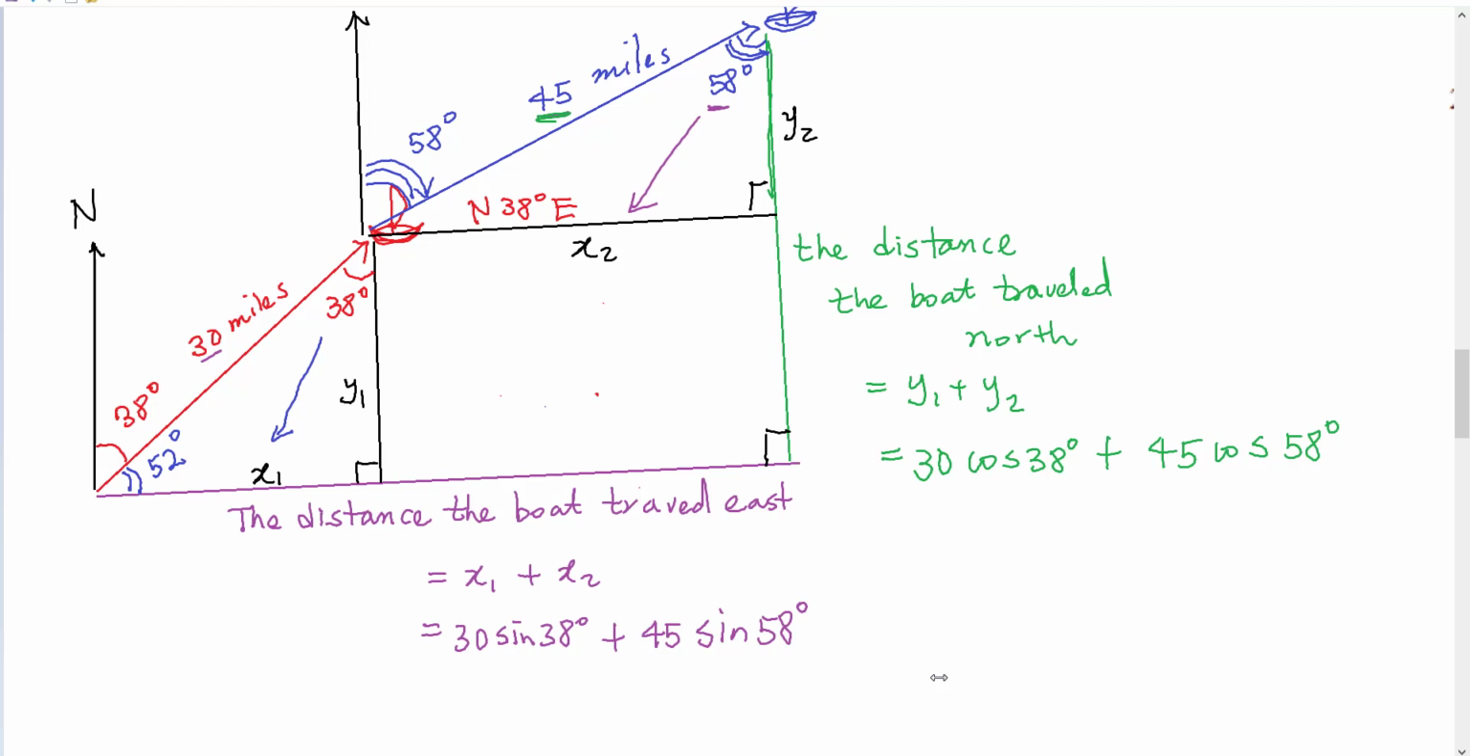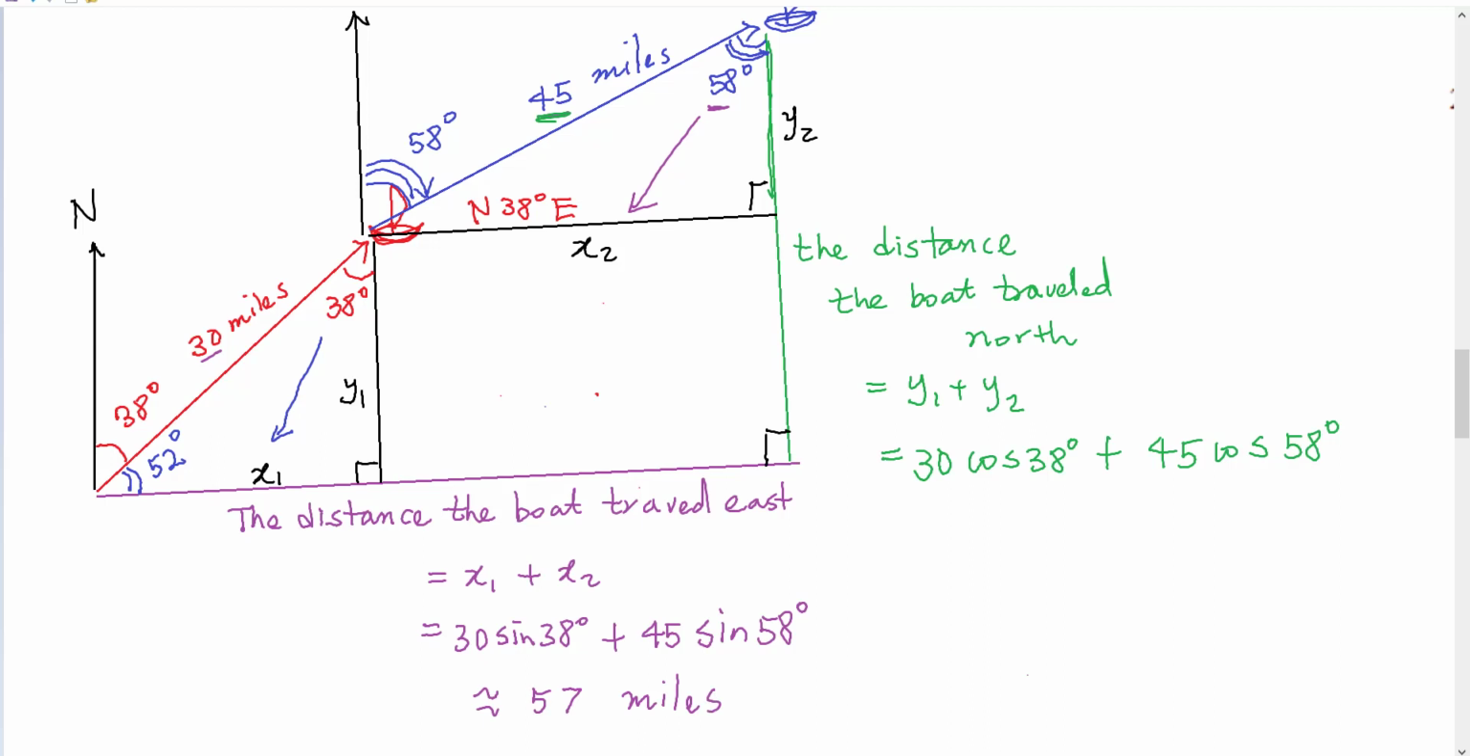So enter. What did you get? 30 sine 38 plus 45 sine 58. I got 56.632. I'm going to approximate that, okay? So I'm going to say about 57 miles.